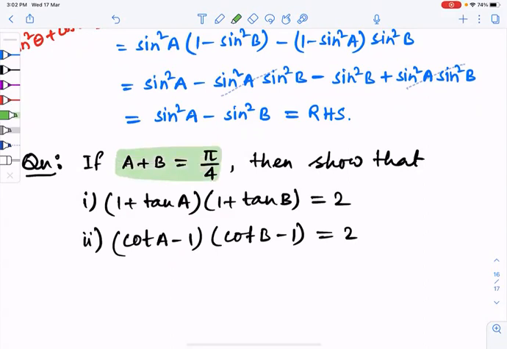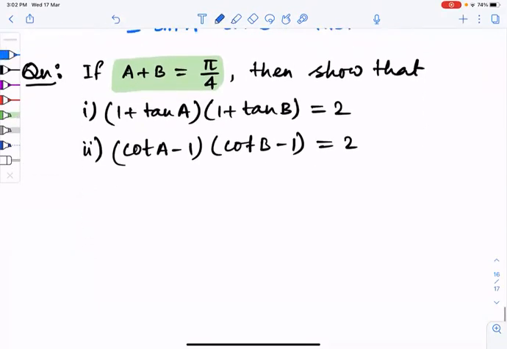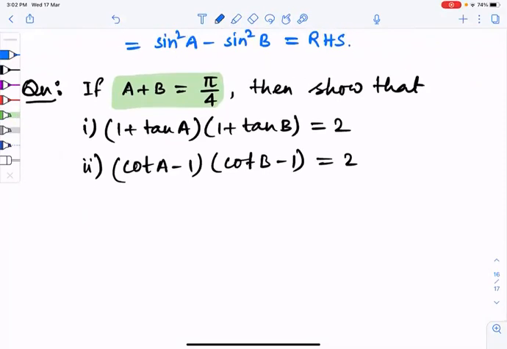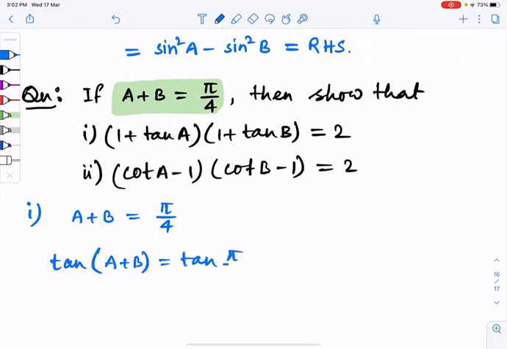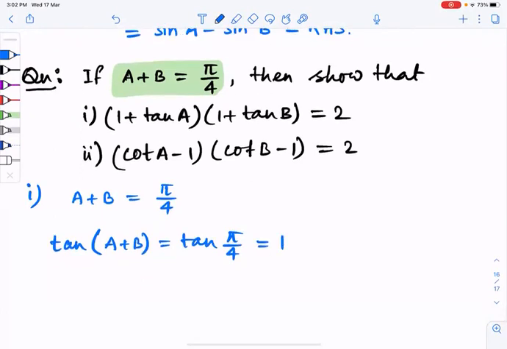This is our condition. Okay, based on this condition, the results will be true. Remember that. So the first one can be solved in this way. Number 1, A plus B is equal to π/4. This is given. Now apply tan on both sides. It will be tan(A+B) equal to tan(π/4). What is the value of tan π/4? That's tan 45 degrees, that is 1.